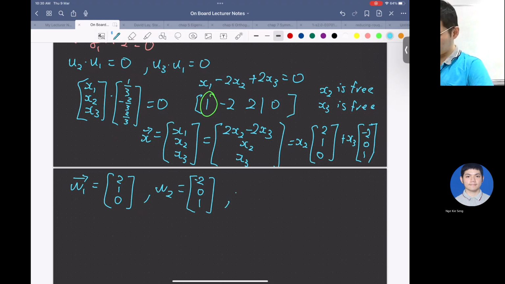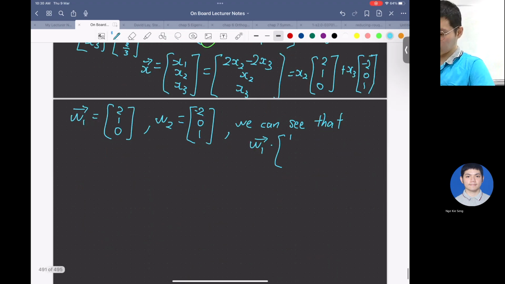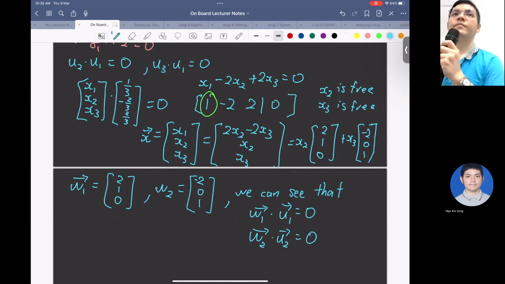So we can see that W1 is orthogonal to U1, so W1 dot U1 is 0. W2 dot U1 is 0. The next question is: are W1 and W2 orthogonal to each other? No. Okay. So what to do?